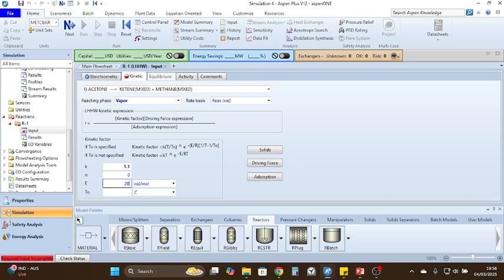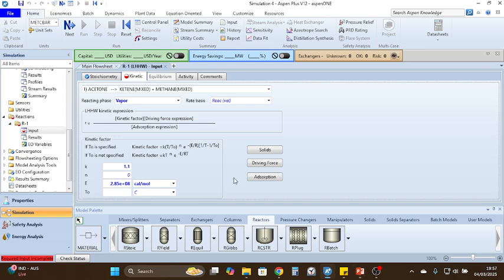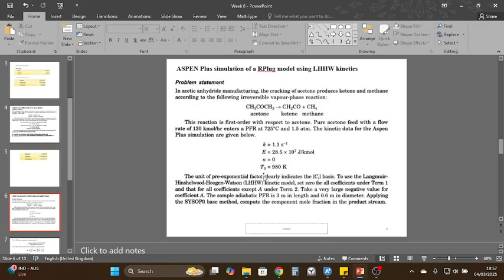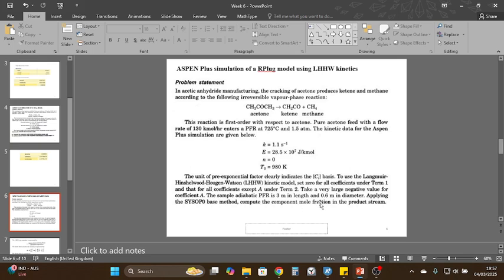The activation energy is 28.5 e to the power 7. T naught is given to us as 980 Kelvin, and the value of N is 0. Now we have to specify the driving force as well, because it is written over here: we have to take a very large negative value for coefficient A.